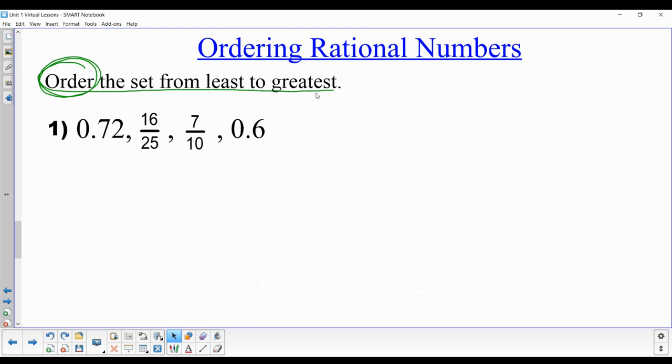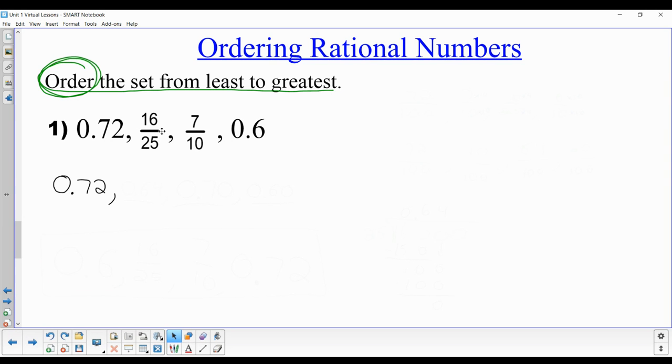I'm going to start with making everything decimals. Now, remember that when you make them decimals, that's not enough. They have to be decimals in the same format. So whichever decimal winds up being the longest one, whatever place value it goes to, they must all go to that place value to compare. So the first number is already a decimal, 72 hundredths. I'll write 72 hundredths. The next number is a fraction, 16 over 25.